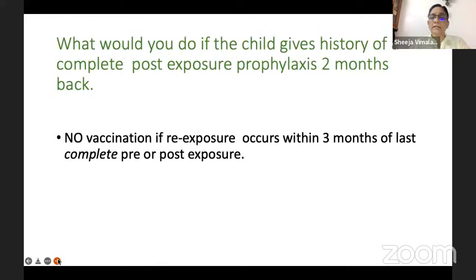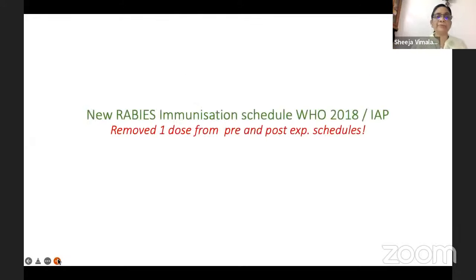Now, that was the next question. What would you do if the child gives history of a complete post-exposure prophylaxis 2 months back? It can be post or pre-exposure. No vaccination if re-exposure occurs within 3 months of the last complete pre or post-exposure. That means once you complete a vaccination series, you are protected for a minimum of 3 months. If the exposure is happening after 3 months, you just need to give 2 doses, that is 0 and 3, without rabies immunoglobulin. Hope that is clear.